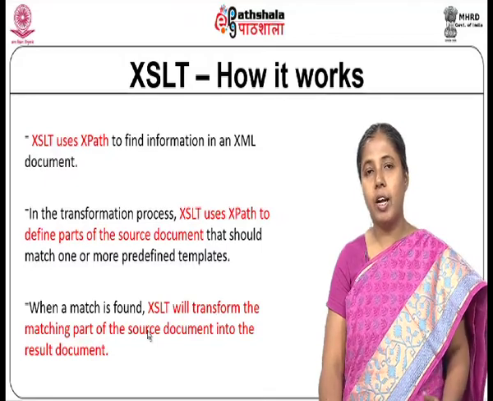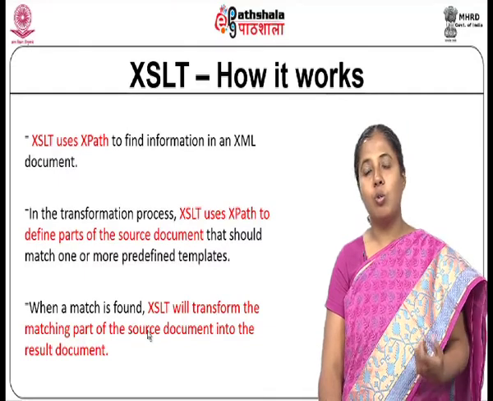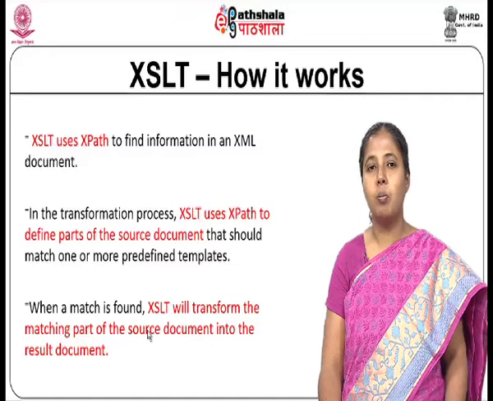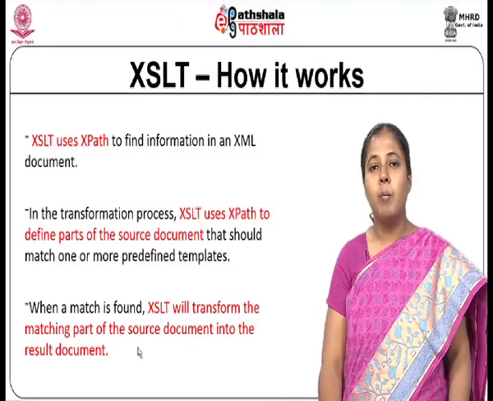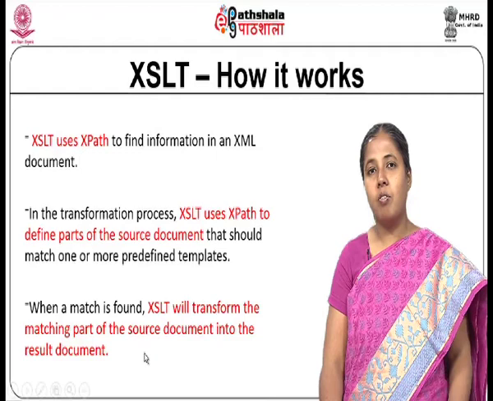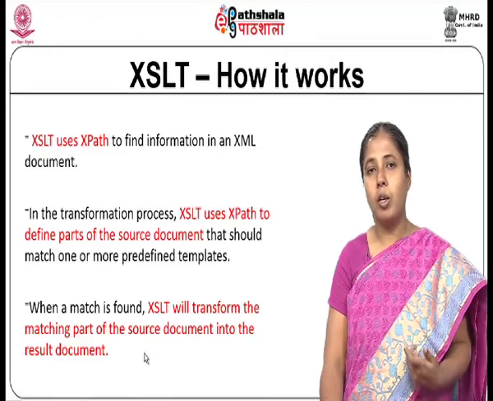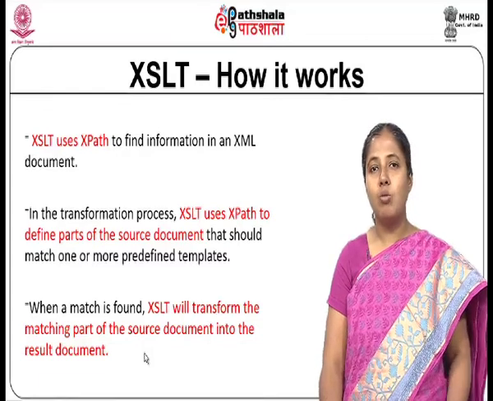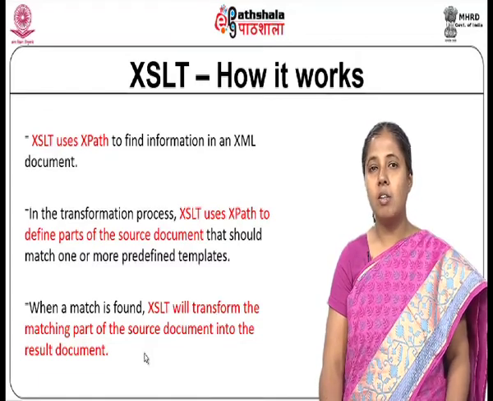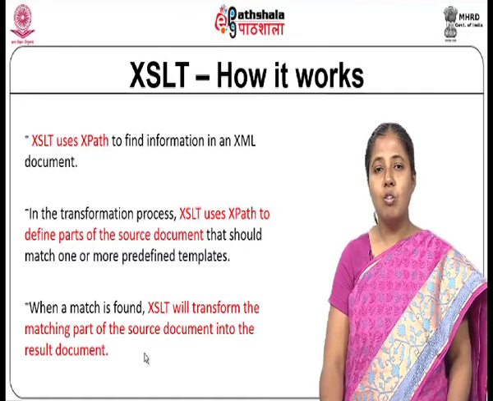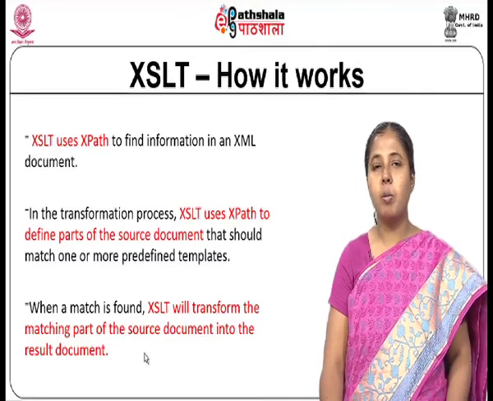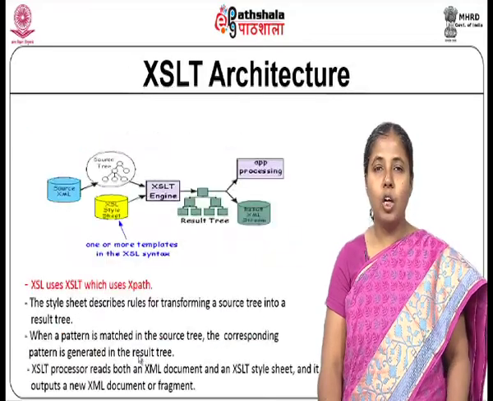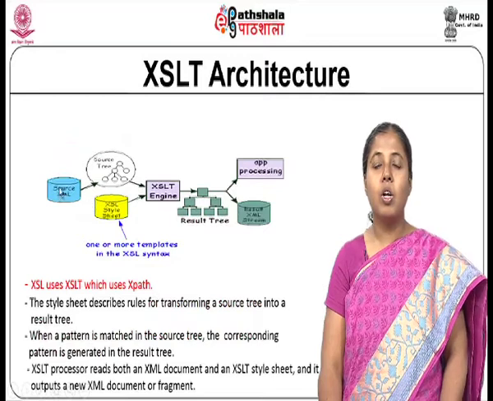So, you have different elements in the XML document. To retrieve and identify that information, you need to make use of XPath. XPath identifies the different sections of the source document that should match one or more defined templates within this XSLT. When a match is found, this XSLT will transform the matching part of the source document into a resultant document. Looking at the architecture, you need two things.